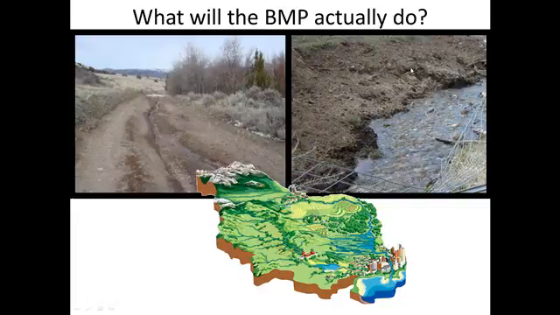Whereas if you've got an eroding bank like this, and you come in and establish vegetation and put in a vegetated buffer strip, you could dramatically reduce the rate of erosion of these banks. And so identifying what the sediment source is, an upland source like this or an in-channel source like this, and what is that BMP going to actually physically do to address the source?